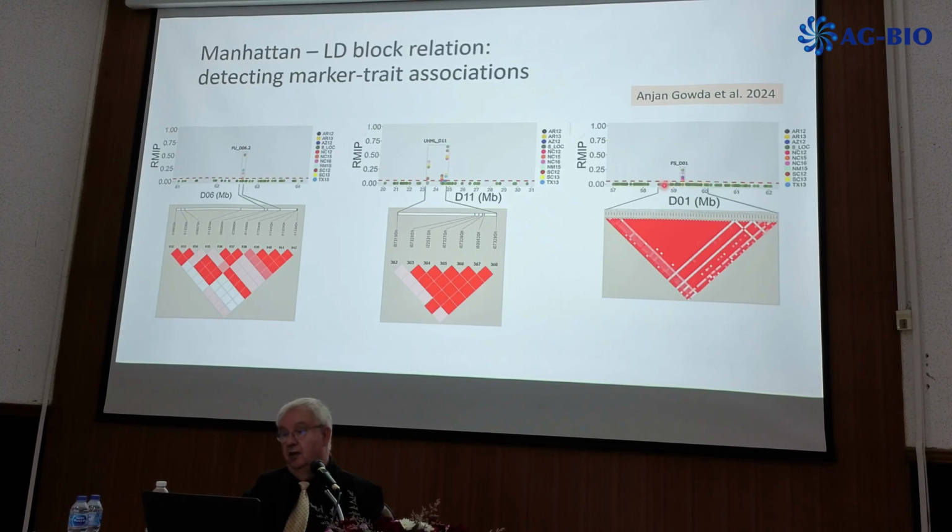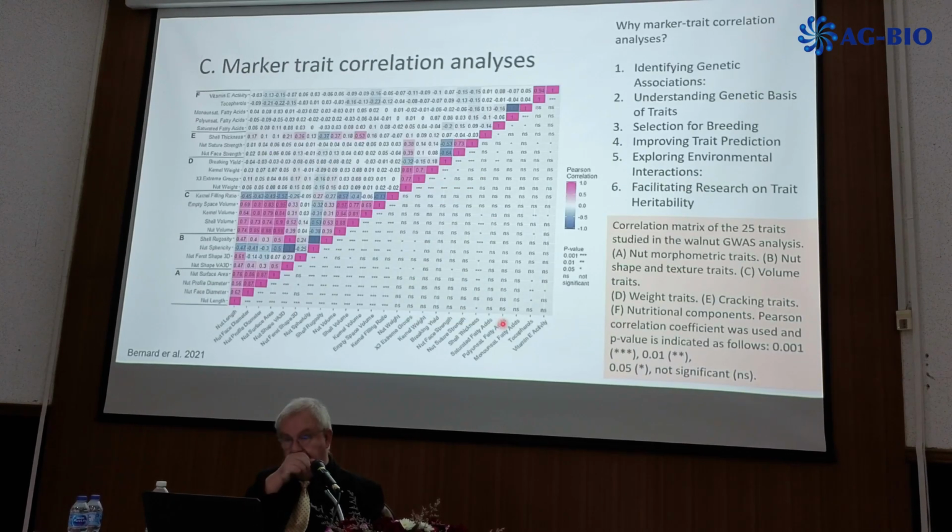This can be a region full of repetitive sequences or in heterochromatin. You see here that in this region, the LD block is very high, and it is difficult to find in this region where your gene is located. In addition to your QTL analysis, people use marker-trait correlations.